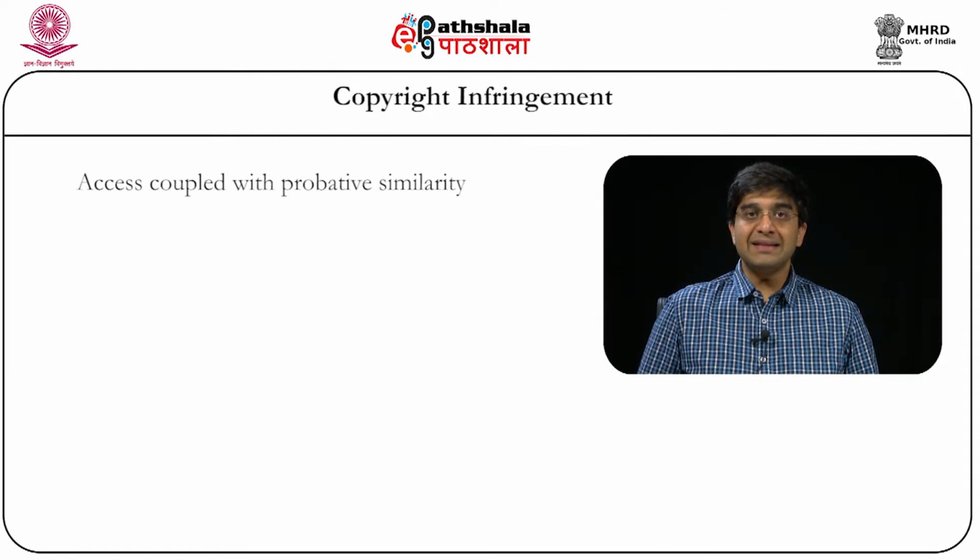By showing access to the plaintiff's work, the plaintiff shows that an inference can be made that the defendant must have copied the plaintiff's work. Thus, the plaintiff needs to show that the defendant either had direct access, or by virtue of the fact that the plaintiff's work was so widely disseminated, it can be presumed that the defendant has access to the work.